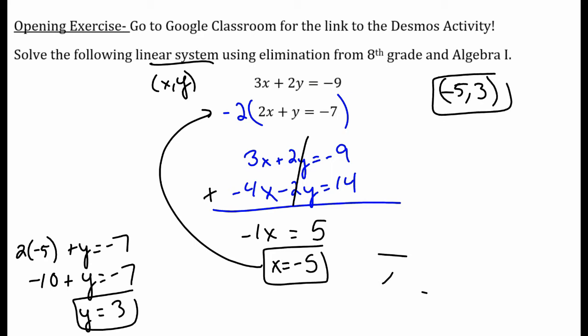Hopefully that was review. If you eliminated the x's, you would have to multiply the top one by 2 and the bottom one by negative 3. One of them had to be negative so that they add to 0. Hopefully this isn't something that scares you, because this should be quick and easy. Because now we're going to look at something on the next page that looks a little bit scarier, but luckily we're just going to do the same thing over again.